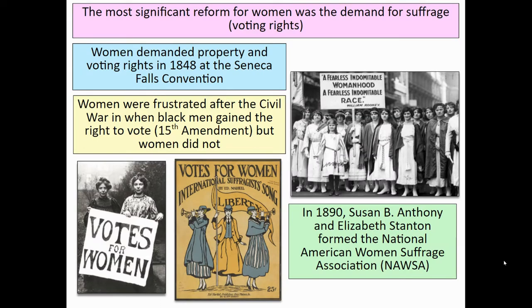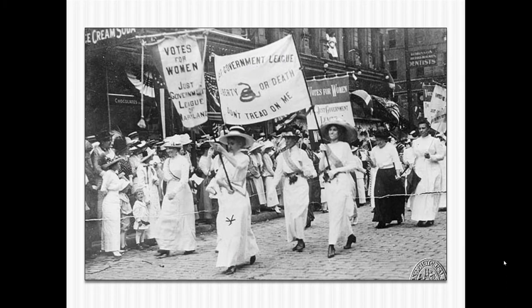So the most significant reform obviously is going to be women's right to vote. Women had demanded property rights and voting rights in 1848 at Seneca Falls, which we previously talked about. They were very frustrated after the Civil War granted Black men the right to vote, but women still couldn't vote. In fact, it's going to be another 50 years after the 15th Amendment is passed before women get the right to vote. In 1890, you'll see the formation of a new organization called the American Women's Suffrage Association, or NAWSA. Women will march for the right to vote.